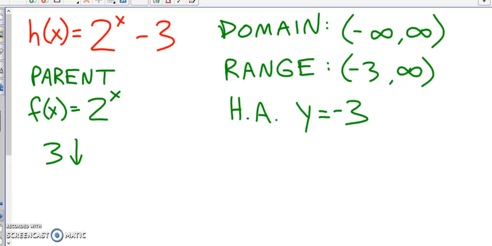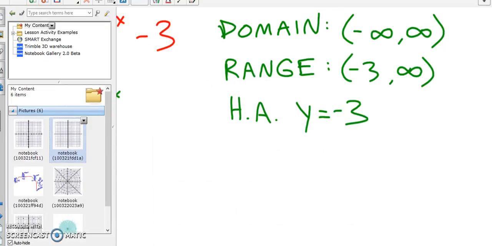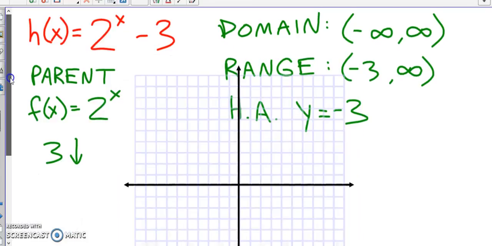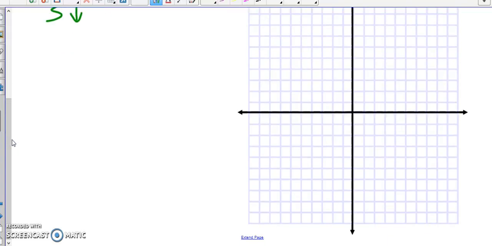And let's see how this is represented with the graph. It's definitely not reflected. All right, so let's scoot this down some. All right. So if I draw the parent function, that's f. That's y equals 2 to the x. So I'm going to take everything from that function and move it down 3.